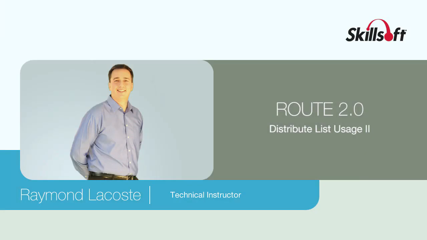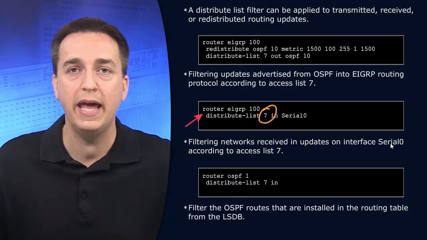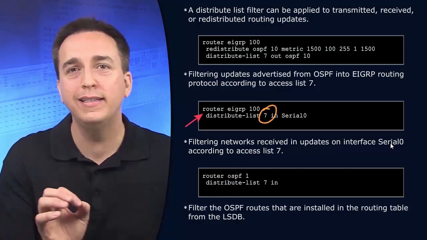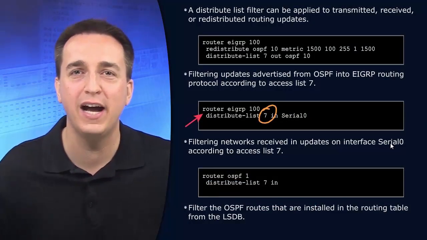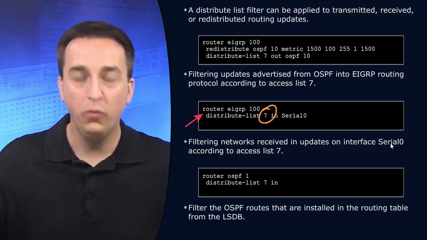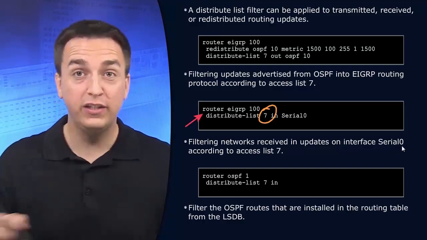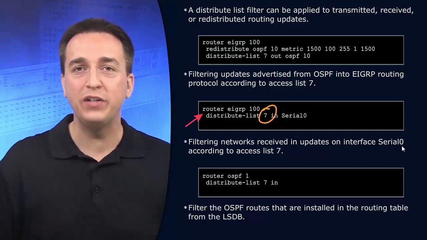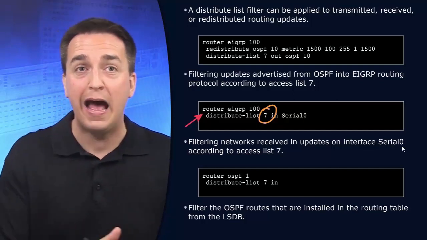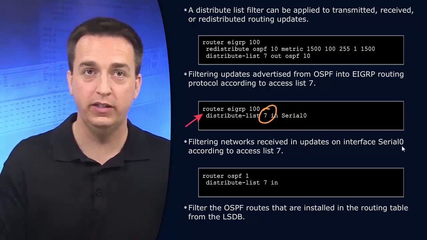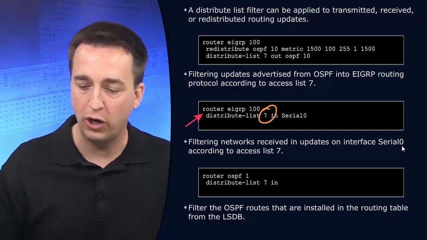Can we use a distribute list for route filtering with OSPF? Yes, we can. However, it is different than with EIGRP. With EIGRP, as we've just explored, we saw that we can control which routes are advertised to neighbors with the distribute list process.